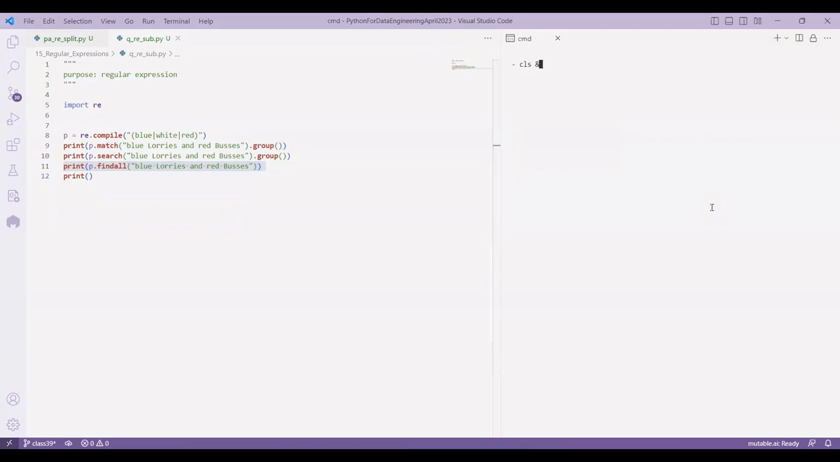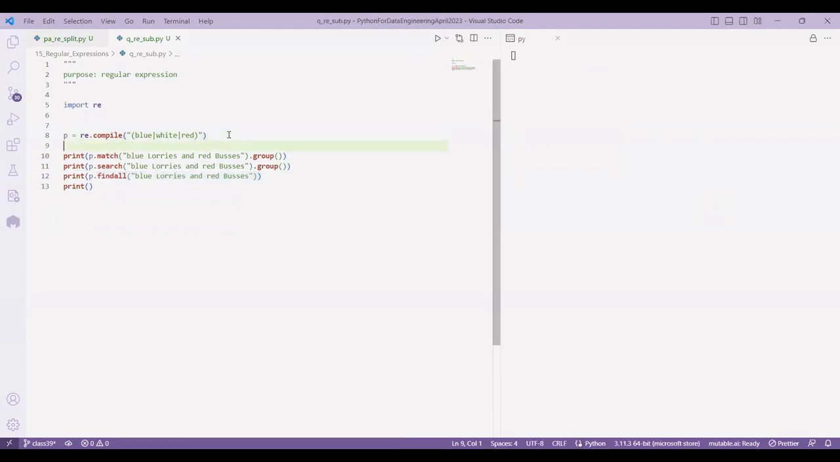So if you see in this case, did you see? First it found the pattern, that pattern it is trying to find. In the first case, there is a blue lorries, no white lorries, no red lorries. Oh, there are red lorries. But match will try to find only at the start.